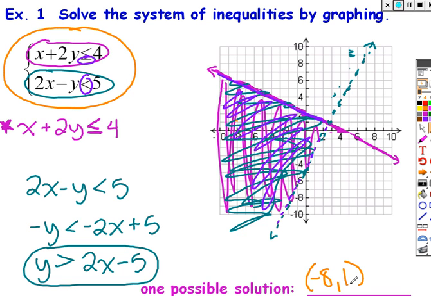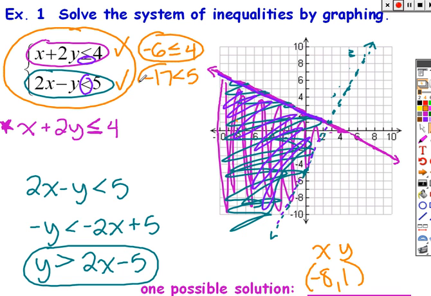What does that mean? Well, if I plugged in negative 8 for x and 1 for y, that should make the first inequality true and the second inequality true. If you actually went through the work of plugging in negative 8 for x and 1 for y, this would be the first inequality, that would be the second one. Is negative 6 less than or equal to 4? Sure. Is negative 17 less than 5? Sure. So for this system, any point in the shaded region is a solution. There's an infinite number of solutions.